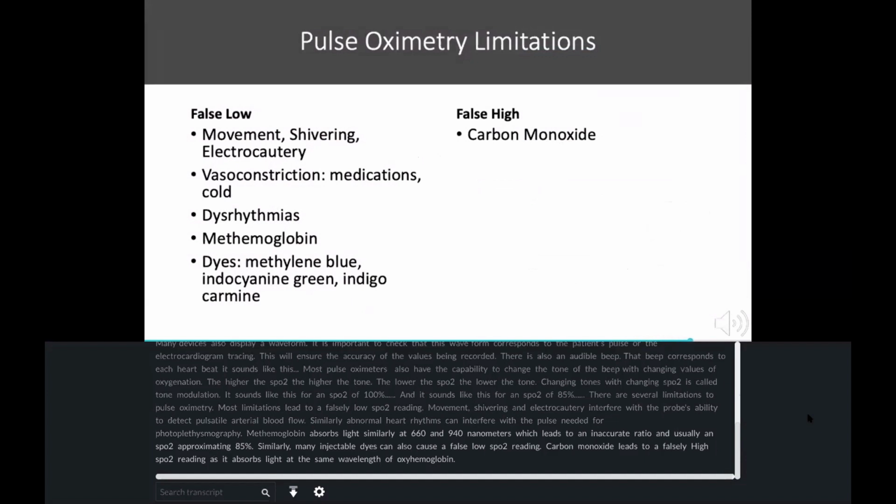Methemoglobin absorbs light similarly at 660 and 940 nanometers, which leads to an inaccurate ratio and usually an SpO2 approximating 85%. Similarly, many injectable dyes can also cause a false low SpO2 reading. Carbon monoxide leads to a falsely high SpO2 reading, as it absorbs light at the same wavelength of oxyhemoglobin.